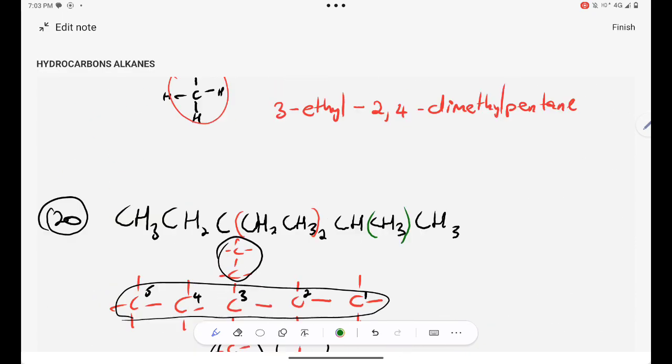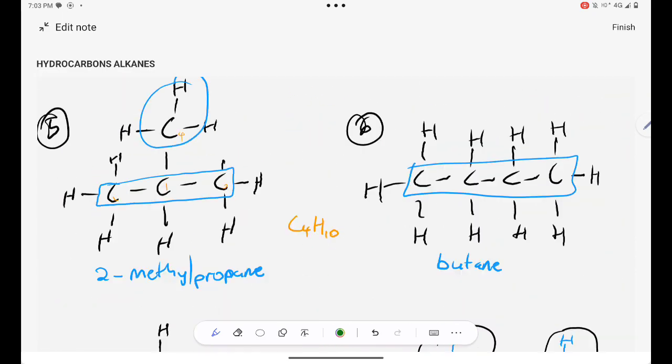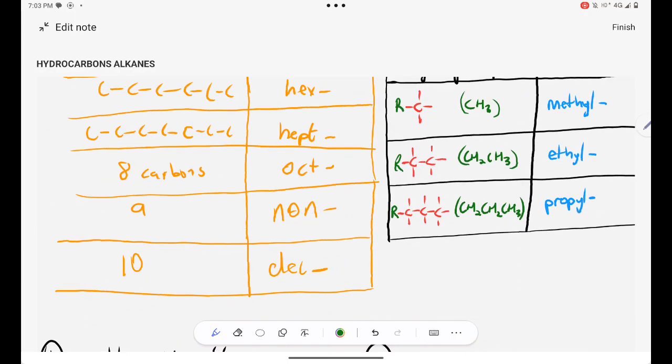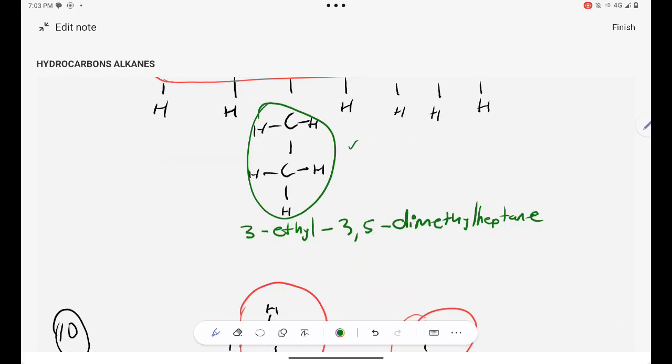Remember that, guys, for your side chains. If ever you have 3 carbons, your prefix should be propyl. Are you together? If ever you have 3 carbons, your prefix should be propyl. Please take note of that.